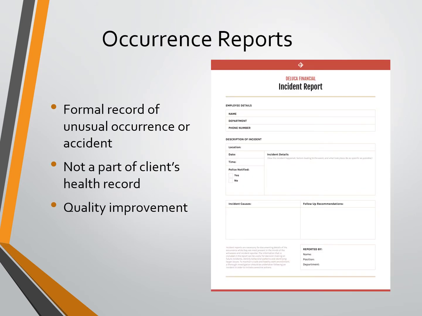Occurrence reporting is another piece of that documentation process. This is something that you may see or do in your practice, but an occurrence report basically is like an incident report. If something has happened that is outside of the norm, we need to have a very formal record of the occurrence that's happened. This could be an error that you made. This could be an accident that the patient had.